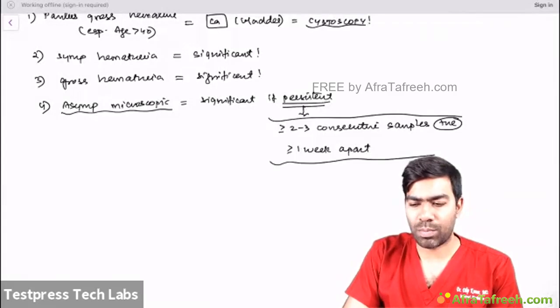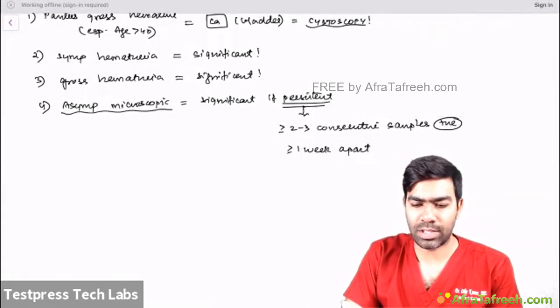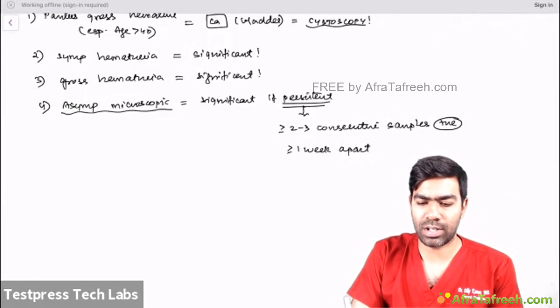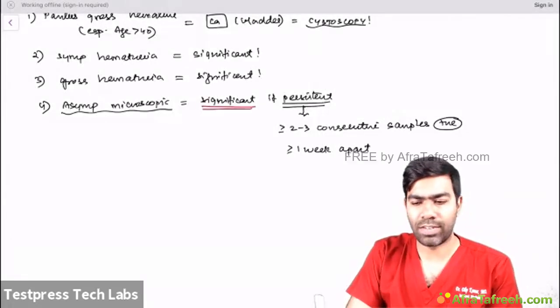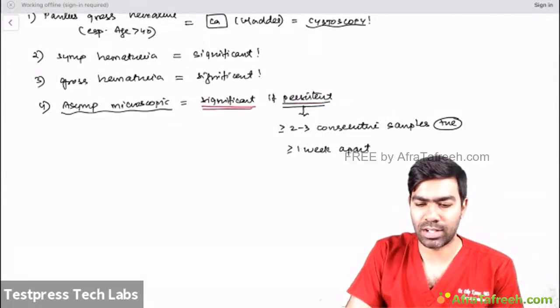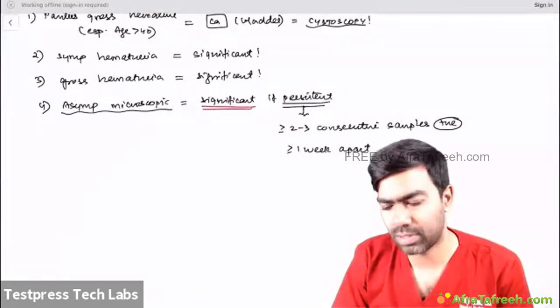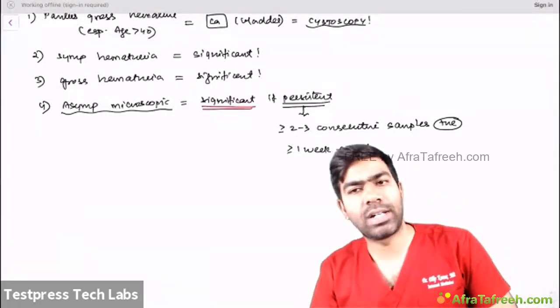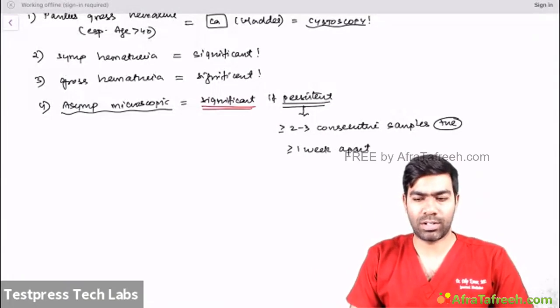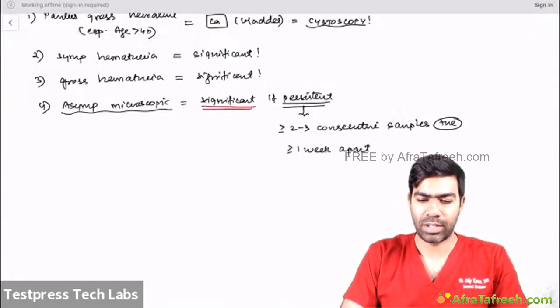So these are some important points that they might ask you in the exam. Remember, asymptomatic microscopic hematuria is significant only if it is persistent. What is the definition of persistence here? At least 2 to 3 consecutive samples taken 1 week apart test positive for the same microscopic hematuria. That becomes significant in that perspective.